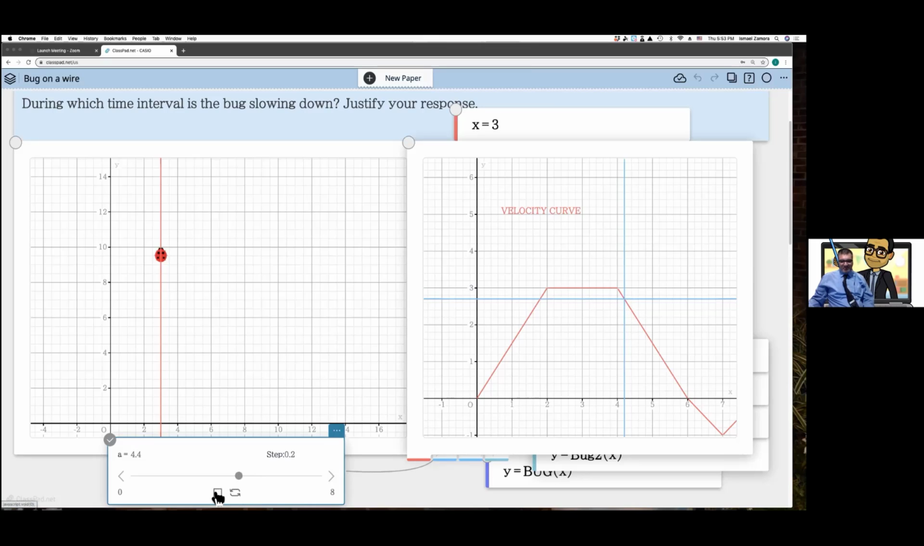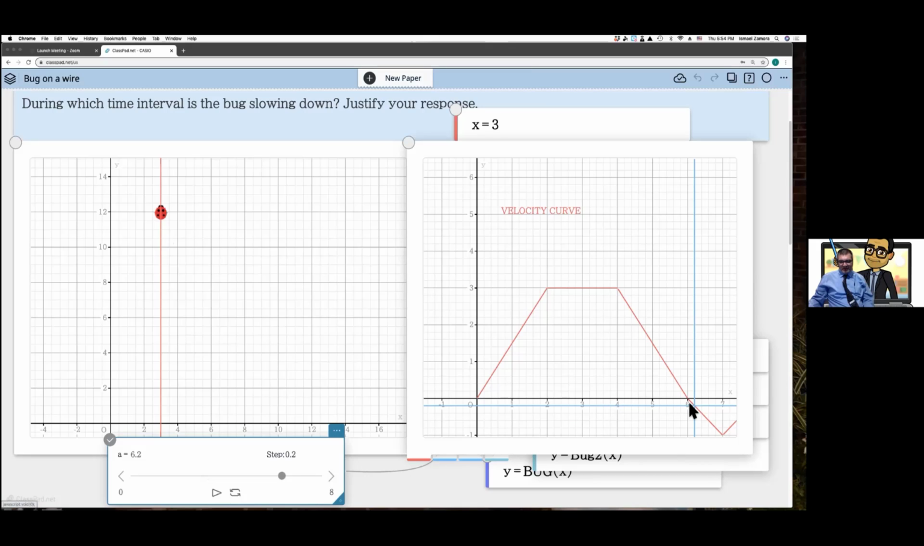So we should see the bug slowing down between 4 and 6 seconds. It's getting closer and closer to 0. Once the velocity is 0, it should stop. So at 6, that bug has come to a dead stop. And the first time we do this, we just focus on the bug. And then we'll notice that the curve is underneath.